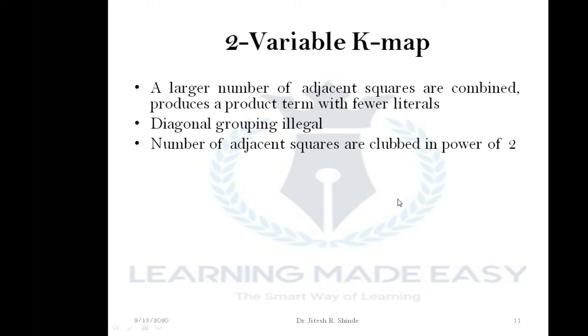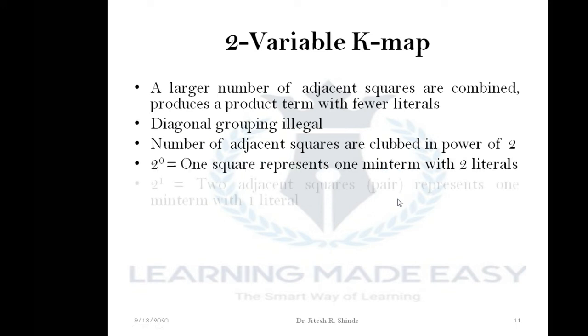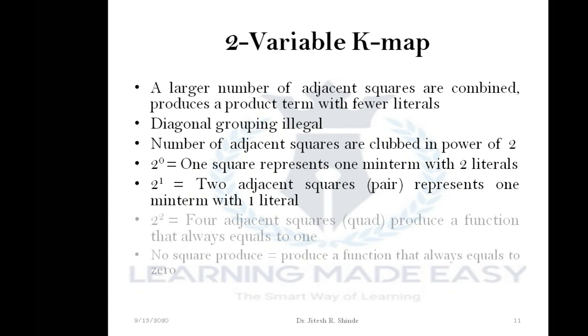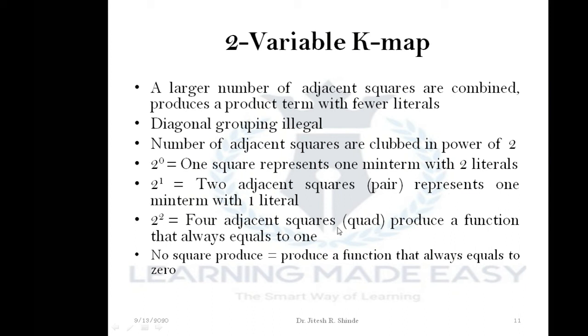2 to the power 0: one square represents one min term with 2 literals. 2 to the power 1: two adjacent squares, a pair, represent one min term with one literal. And 2 to the power 2, just now we have seen the example: 4 adjacent squares, a quad, produces a function that is always equal to 1. No square produced, output is equal to 0.